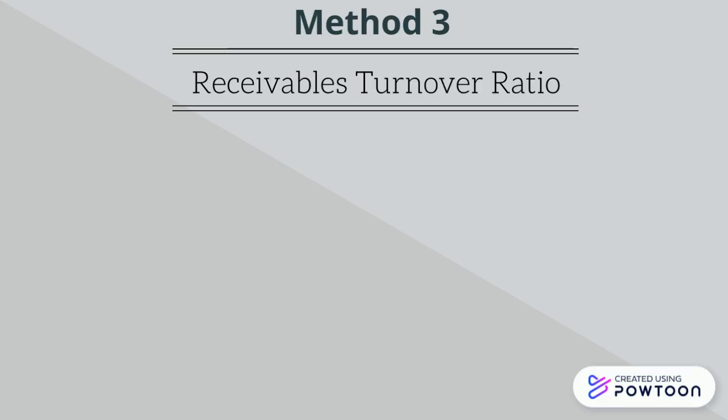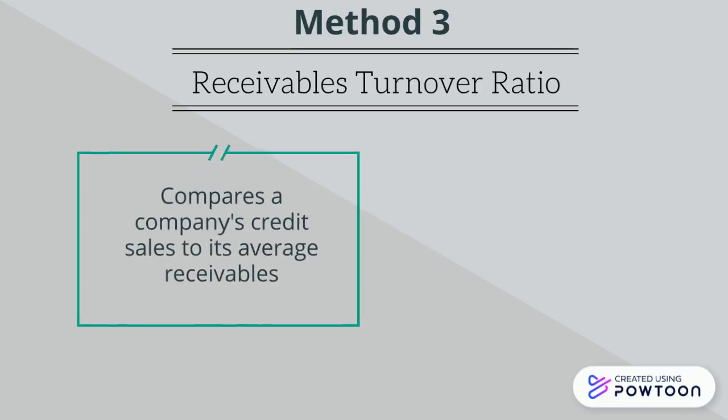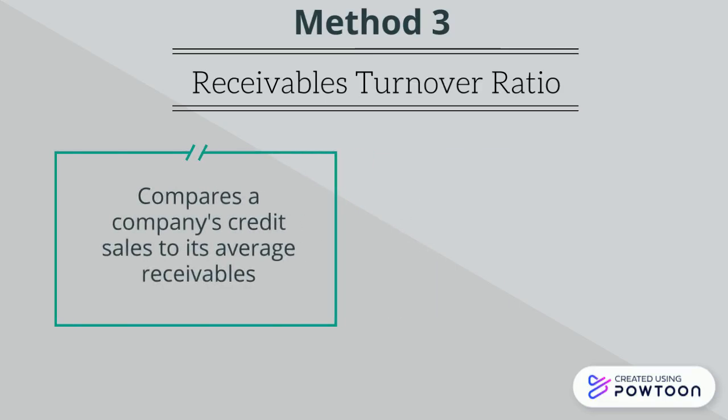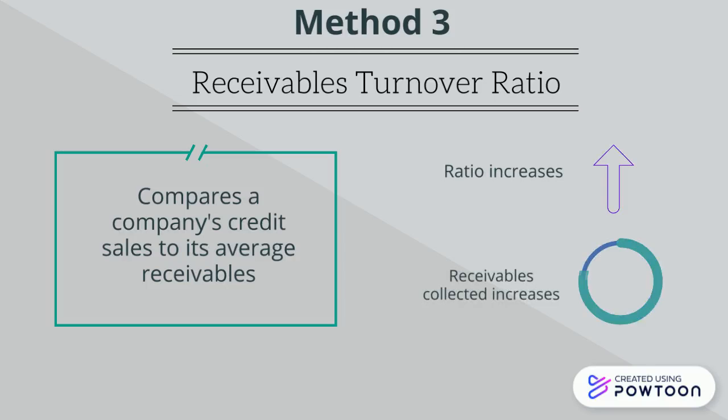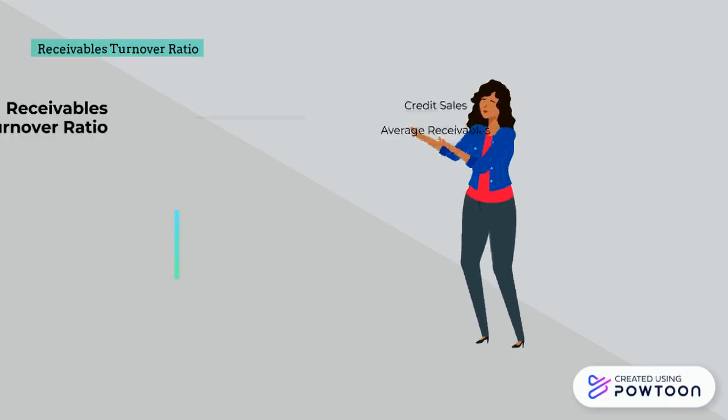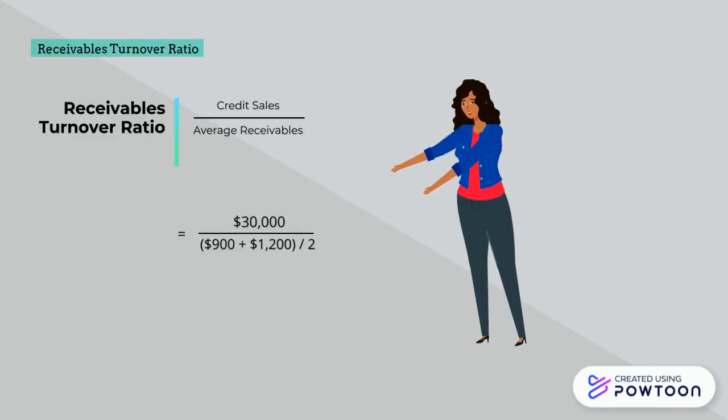Receivables turnover ratio is another method of analyzing receivables that compares a company's credit sales during a period to its average receivable balance during that period. In short, the higher this ratio is, the more times the company collects its receivables. For example, if Mary divides her credit sales by her average receivables, we can see she has an approximate receivable turnover ratio of 29. This means that Mary collects her receivables 29 times within a period.